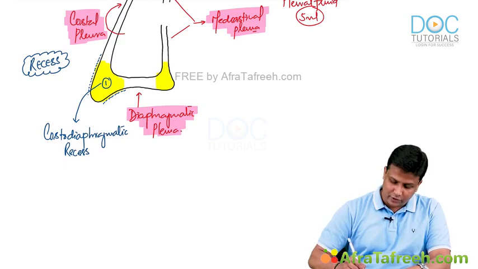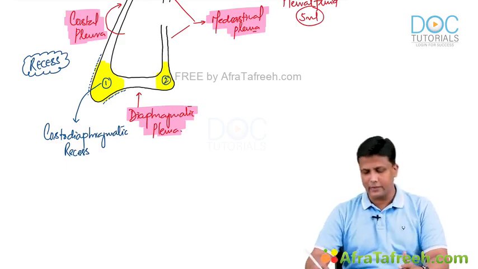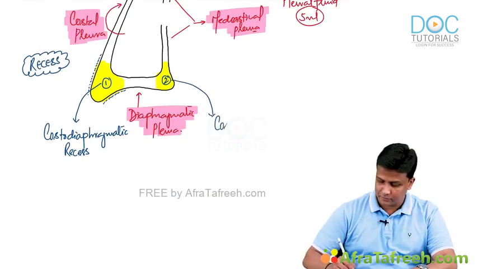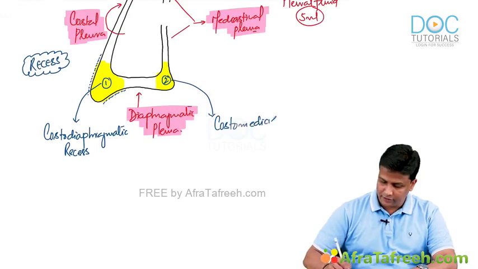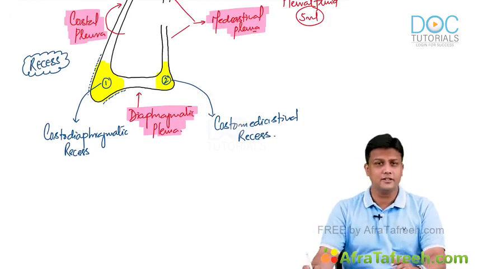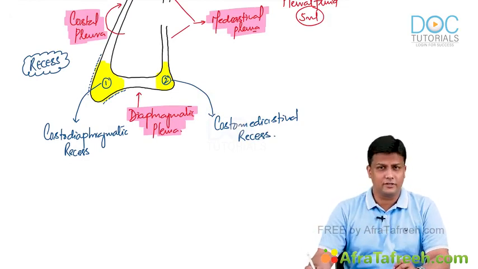And then what about this one? Let me give number 2 here, the second recess. That recess is actually between the costal surface and the mediastinal surface. So therefore it is the costomediastinal recess. From here we can understand that there are two types of recess in the pleura: one is the costodiaphragmatic recess and another is the costomediastinal recess.